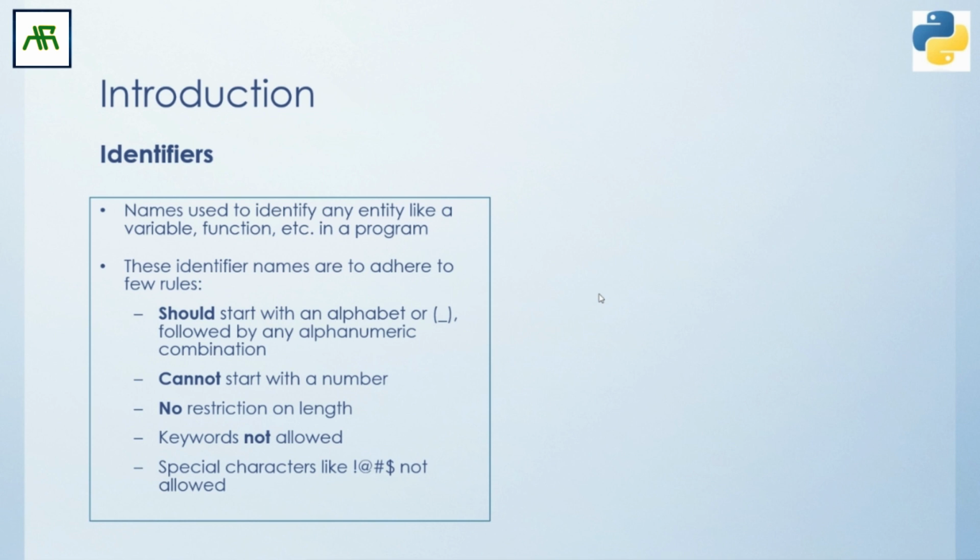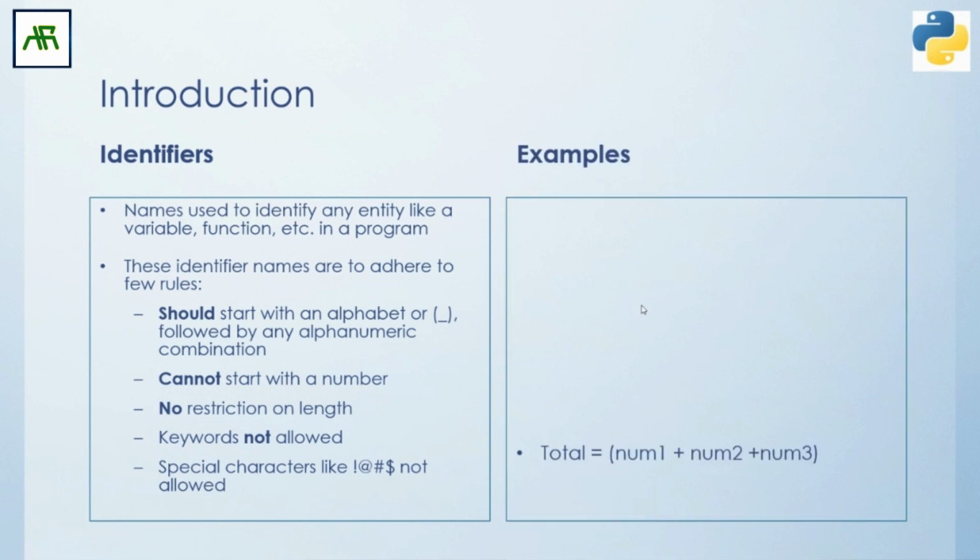There's no restriction on the length of the identifier. It can be any length, but we have to keep it readable and manageable. We cannot give a 100-character identifier name and then find it difficult to use in our program. And keywords are not allowed. We saw earlier that there are 35 keywords in Python. None of the keywords can be used as an identifier. And special characters like ampersand, at symbol, hash symbol, dollar symbol, and so on cannot be used in an identifier.